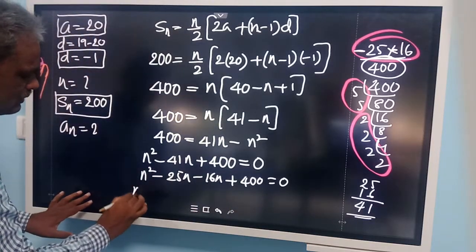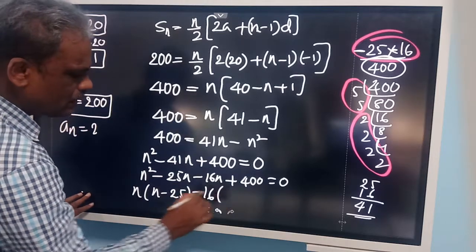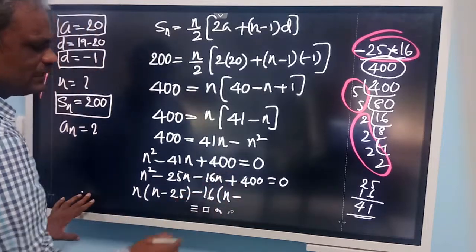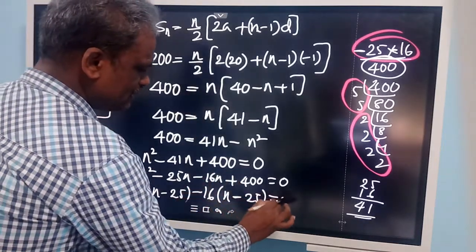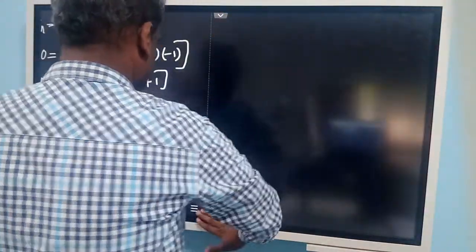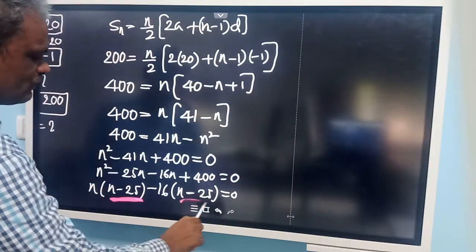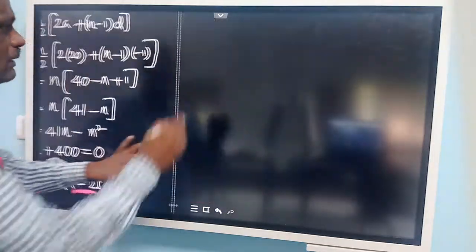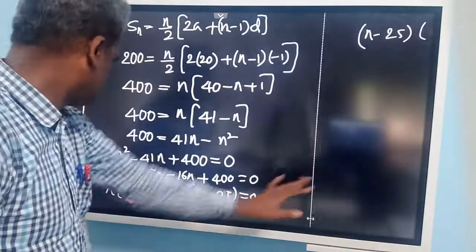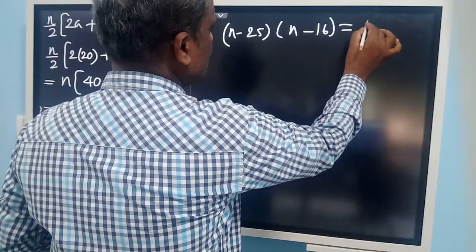Take common from this one, you take n common, you will get n minus 25. Here minus 16 you take common, it becomes plus, then minus you are taking common, then plus becomes minus. 16 into 25 is 400, therefore it is equal to 0. So now, you got again n minus 25 common here. You can take common. So n minus 25 into n minus 16 is equal to 0.